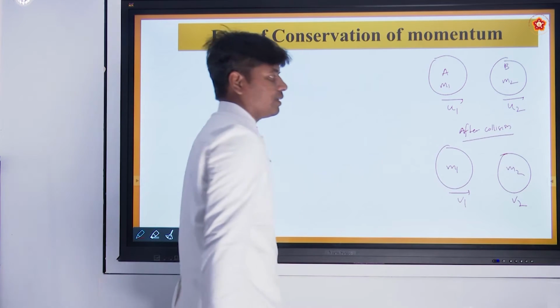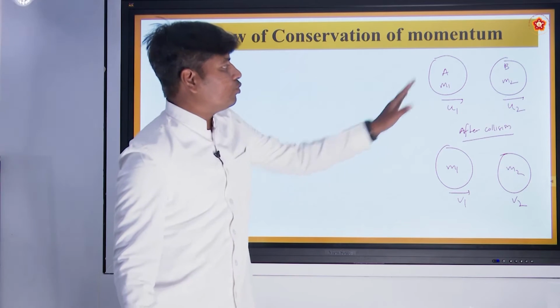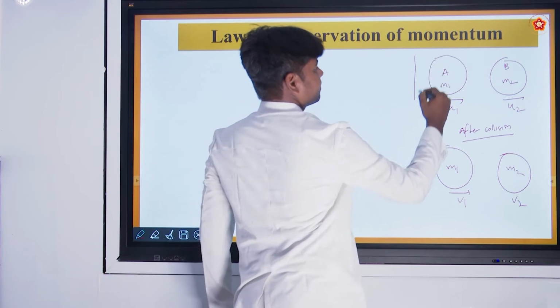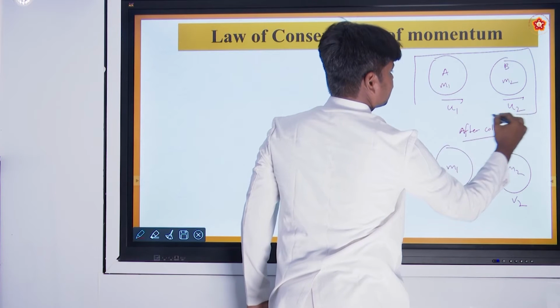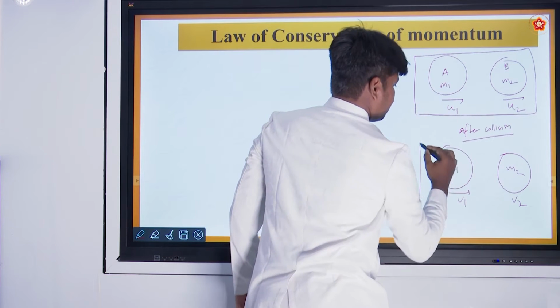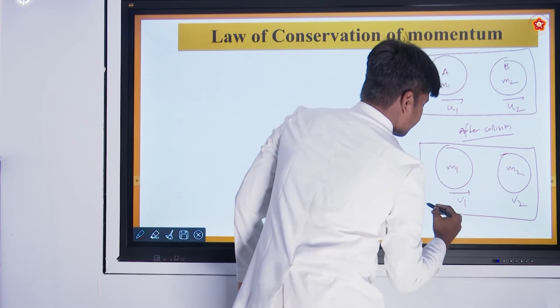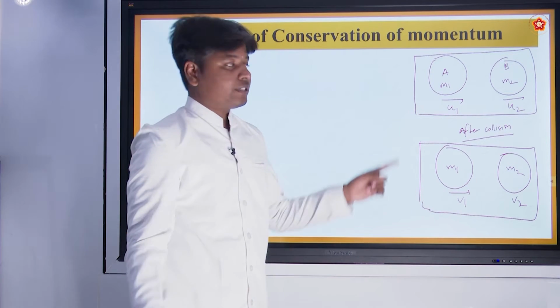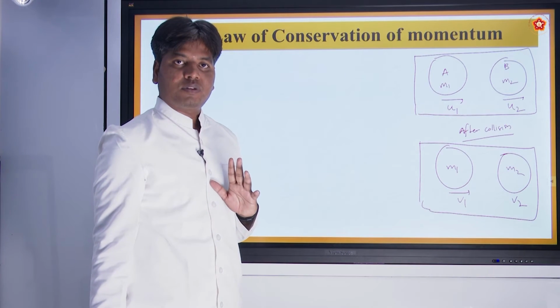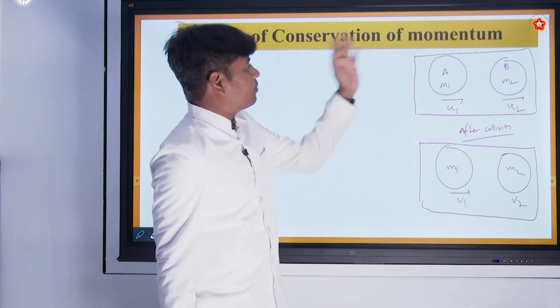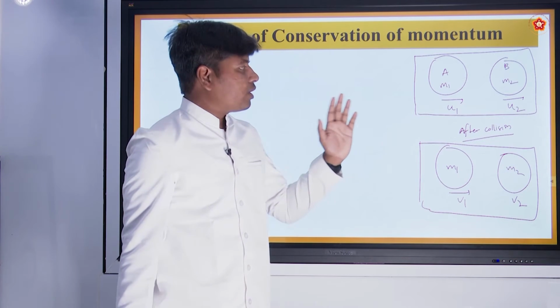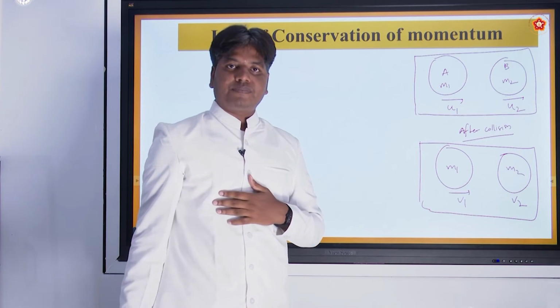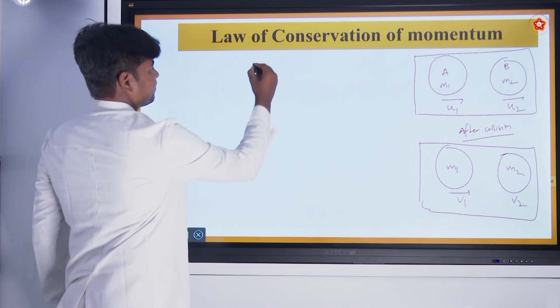This is after collision. So these two form our system. These two form our system. And no external force is acting on these two bodies. So the linear momentum must be conserved. So what is the initial linear momentum of this system?